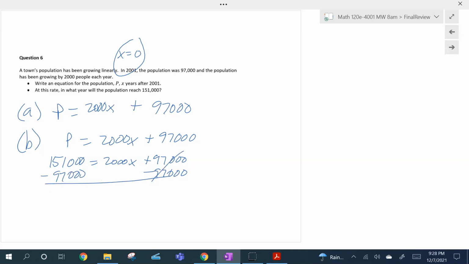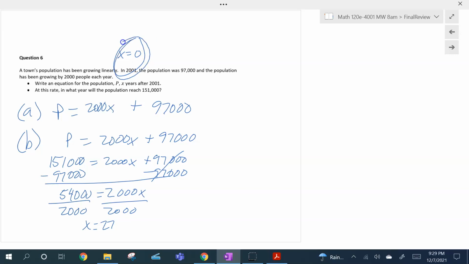Let's see. 54,000. Now divide by 2,000 on both sides. So it looks like x ends up being 27,000. I'm sorry, 27. So 27 years later, right?